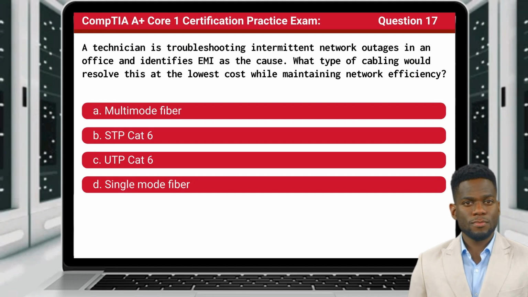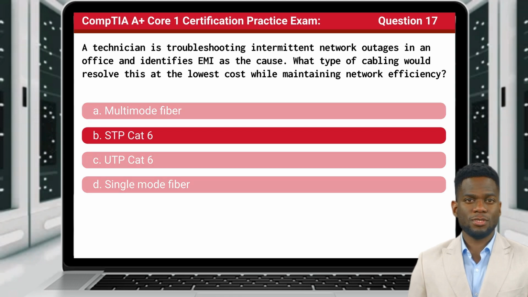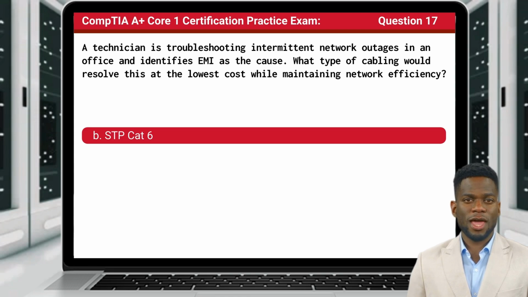Question 17. A technician is troubleshooting intermittent network outages in an office and identifies EMI as the cause. What type of cabling would resolve this at the lowest cost while maintaining network efficiency? The answer is B. STP Cat6.